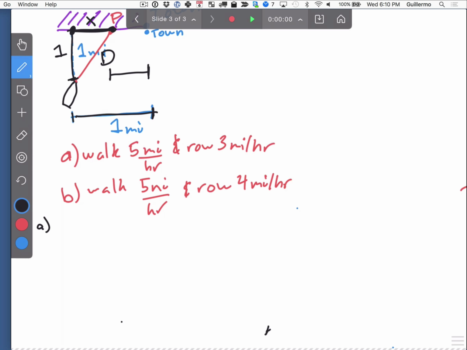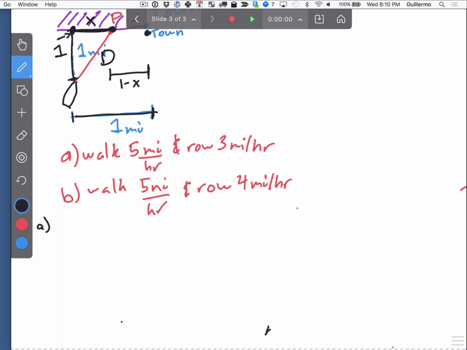You could call it another variable, but it's much easier to call it 1 minus x, right? Because the distance from this point here to the town, that's 1. So then that would just be 1 minus x.